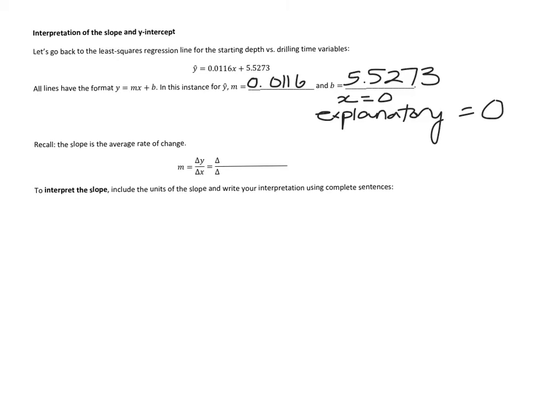Okay, so let's start with interpreting the slope. Remember that the slope is the average rate of change. So it's delta y over delta x. We did that at the very beginning of this section. So delta y, we can think of that as the change in the response variable, because y are the response values. And delta x, it's the change of the explanatory variable.